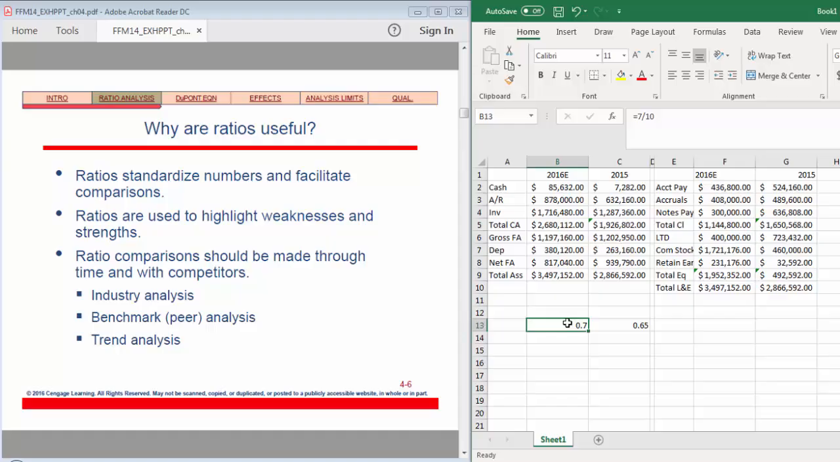Trend analysis, that is, over a period of time, to compare these ratios. Are they going up, down, and so forth? Again, having a better ratio does not necessarily mean it's a good thing. It could be a bad thing, or vice versa.